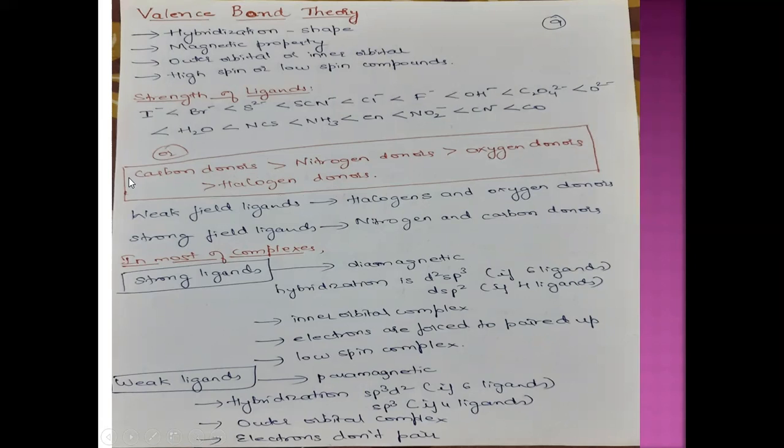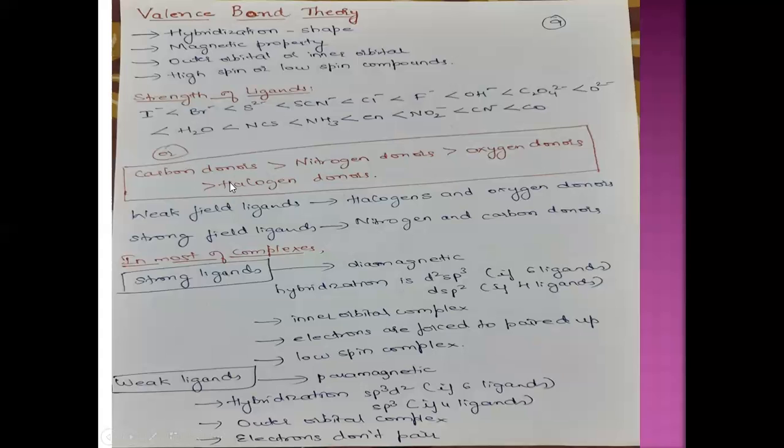So according to this chart, we have cross-checked, right? The carbon donor ligand is stronger than nitrogen, which is stronger than oxygen, which is stronger than halogen. So if you remember this chart, it is enough to identify in a compound whether the ligand is a strong ligand or a weak ligand. Now, which are the weak field ligands according to this chart?